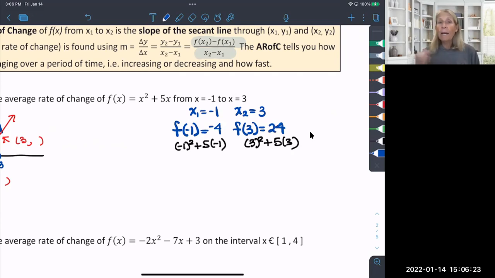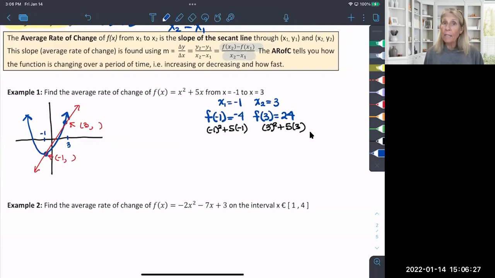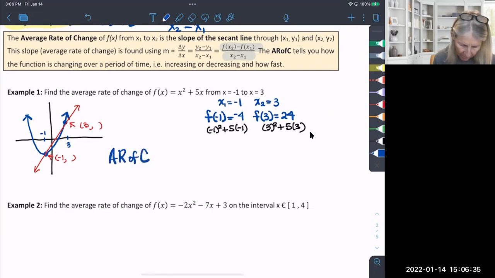Okay, so I have my x's, I have my y's. Let's just plug it into our formula. So again, I'm using the fancy version of the formula. So the average rate of change, I'm going to abbreviate, is going to be f of x2, I'll just write the formula: f of x2 minus f of x1 over x2 minus x1.